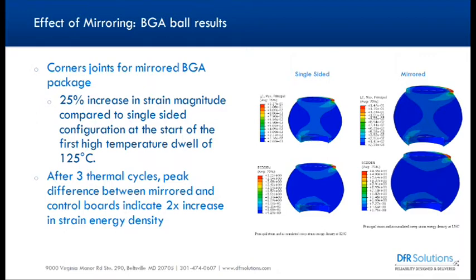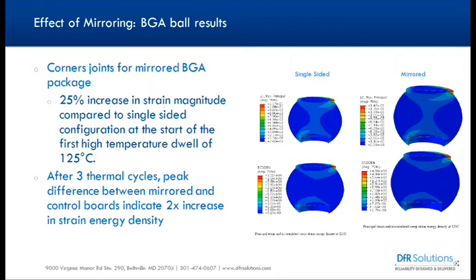This is exactly the same as what happens when we take a board and stiffen the board. If you do this same thing and just stiffen the board without a mirrored component, you get the same result. On the right side, we have the mirrored component. On the left side, we have the single-sided component, and you can see that a mirrored component will have a higher strain.